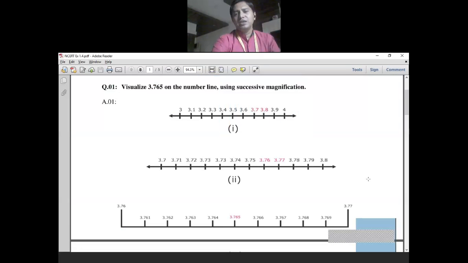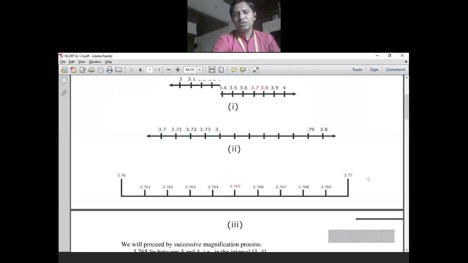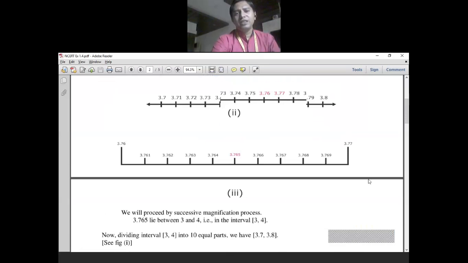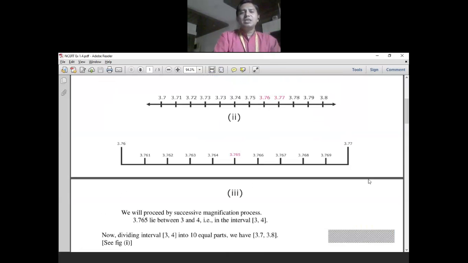Then further we'll identify that this line here will have the number 3.765, and we can easily identify the location of 3.765 on the number line. So we proceed with the successive magnification process, and after 3 or 4 successive magnifications we get the exact number which was required.